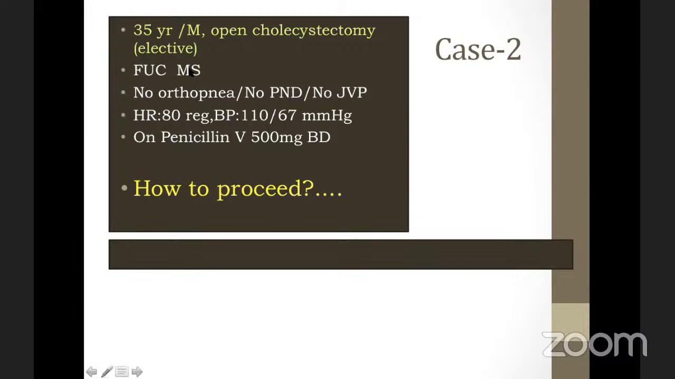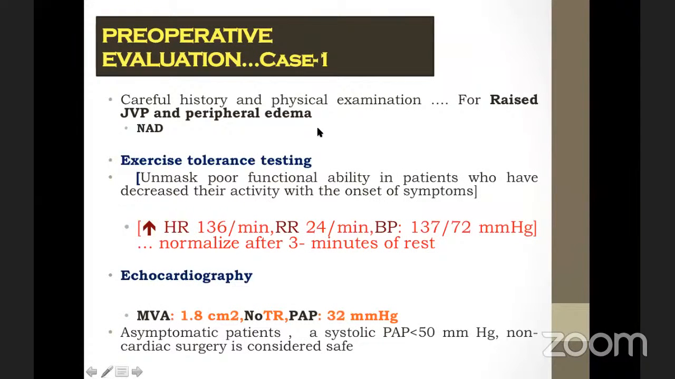Come to the next case. It is a 35-year-old male, a follow-up case of MS, posted for open cholecystectomy. Heart rate is 80 regular, BP is 167, and the patient is on oral penicillin. So how to go about the investigation? Because the surgical risk in this case is a little bit more, you have to look for the JVP and pedal edema. But one important thing, you have to go for exercise tolerance testing in this case, because the surgical time is a bit more.